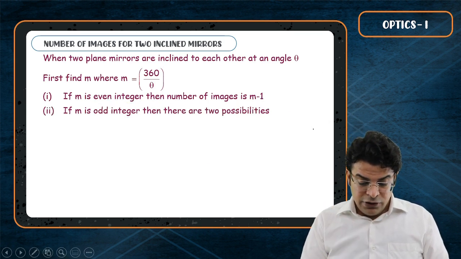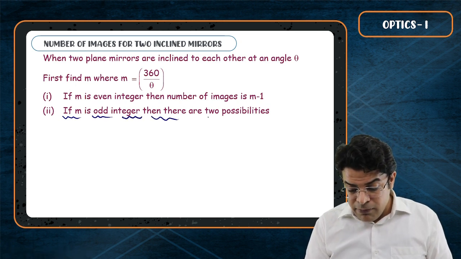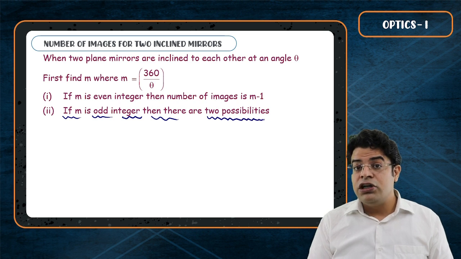The next case, if m is an odd integer, then the number of images can be found under two possibilities.